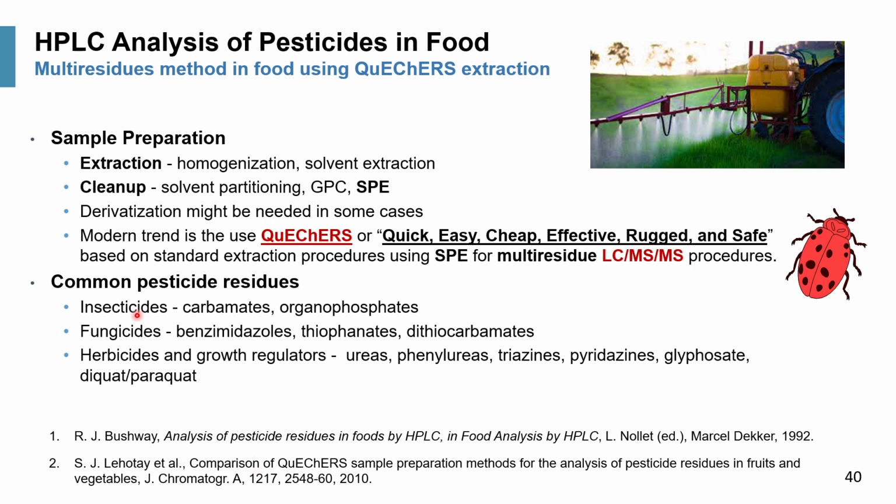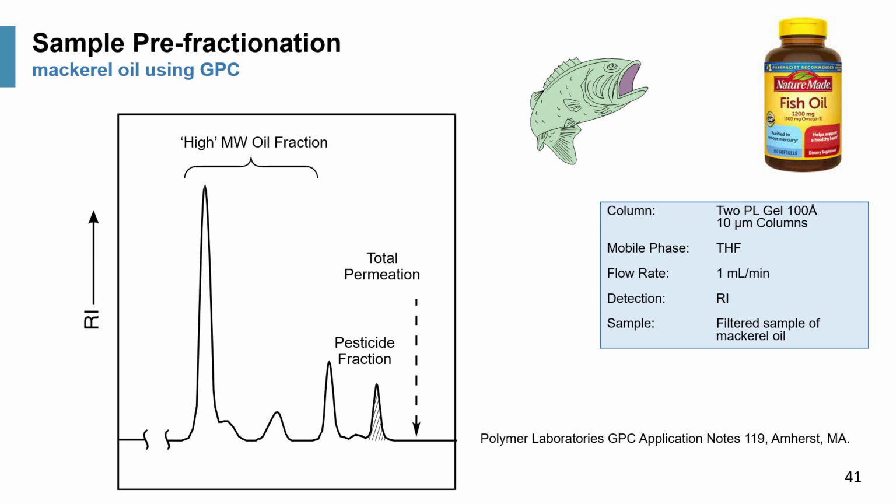So there are some common pesticide residues, herbicides, fungicides. One can also do sample prep using GPC, shown here, using a GPC sample prep separation to isolate the pesticide fraction, getting away from the high molecular weight oil fraction from fish oil.